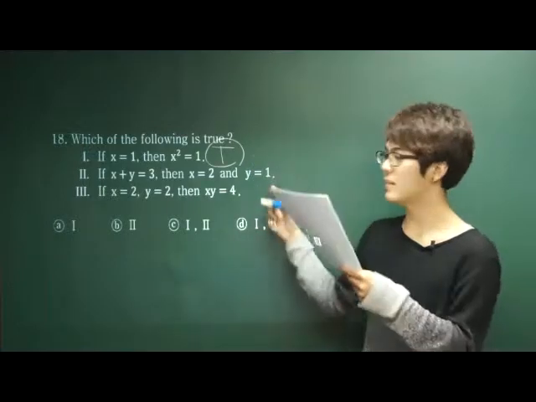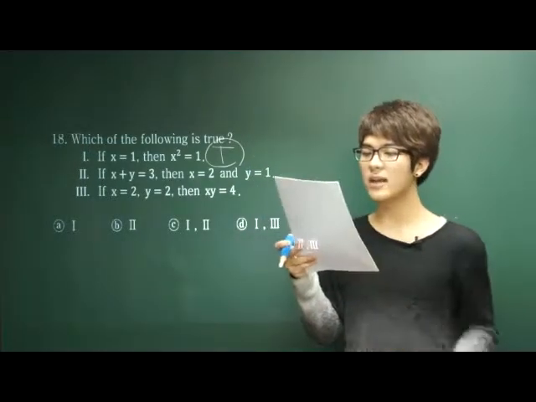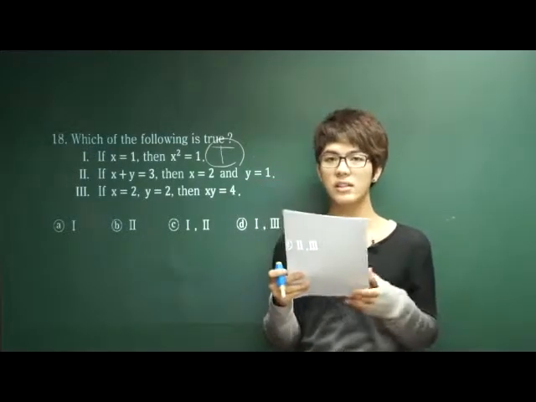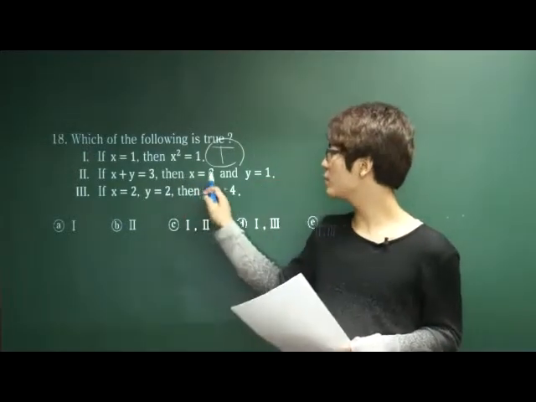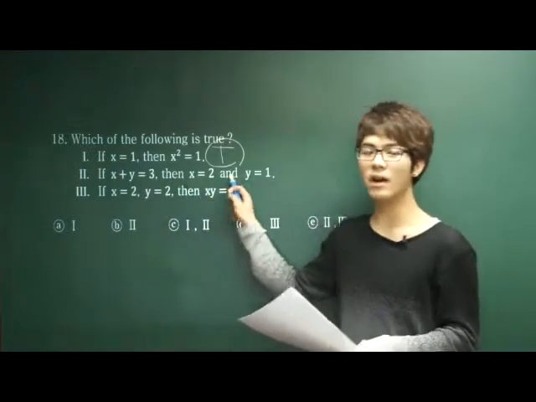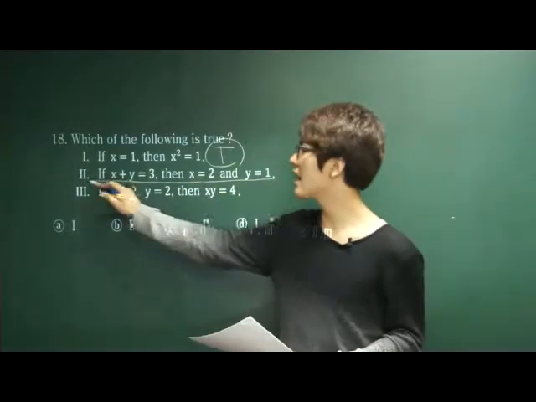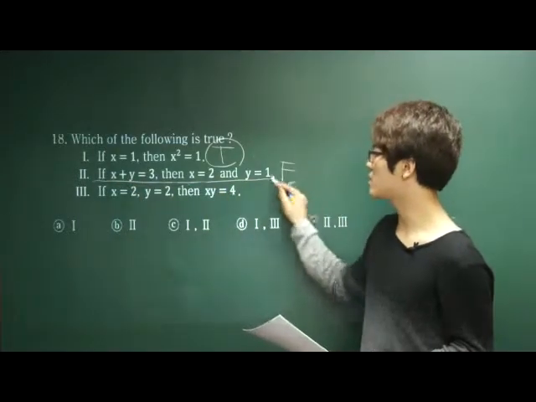What about the second statement? If x plus y is 3, then x is equal to 2 and y is equal to 1. This is false. Why is it false? Because x can be 2, but x can also be positive 1 as well, and y can be positive 2 as well, right? So we cannot say this. This is not absolute. Therefore, it is false.